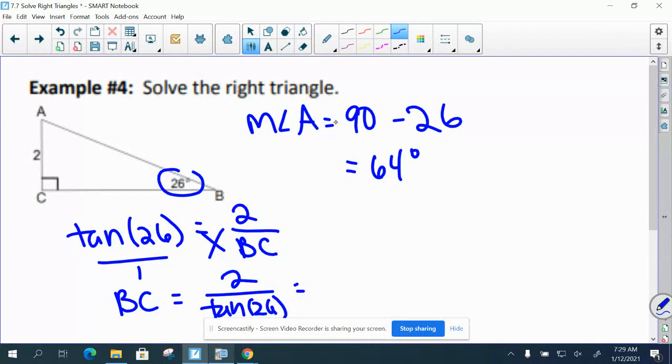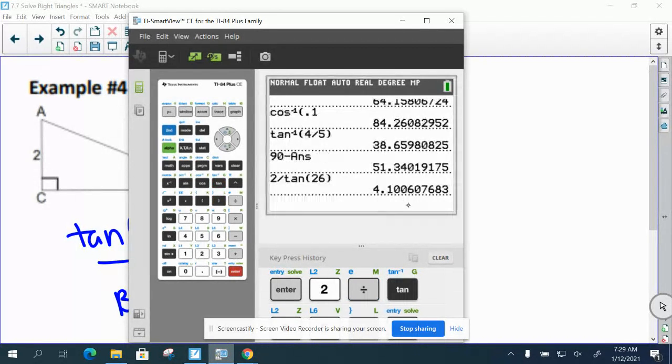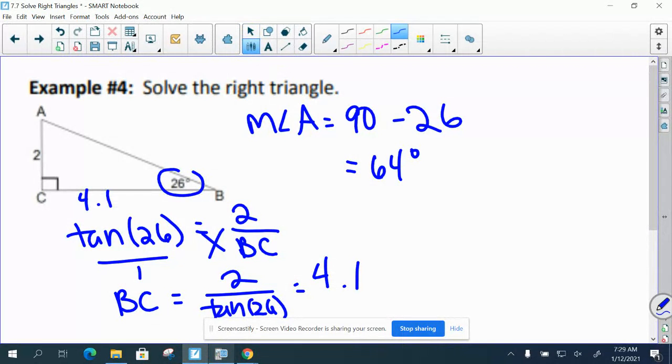which you practiced in your previous lesson. So 2 over tangent of 26 gives us 4.1. So you could either use Pythagorean theorem here, or if you wanted to be a little safer, you could use the sine function. Because what if 4.1 is wrong? And you'd be using the wrong answer to get another answer.